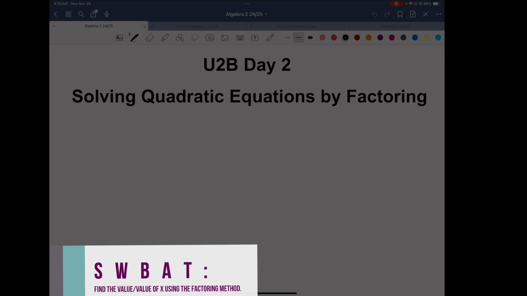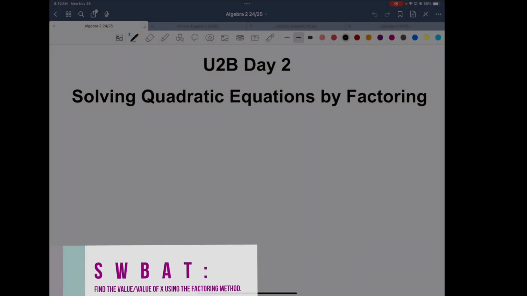Friday, we solved quadratic equations by the square root method. Today, we're going to work on solving equations by factoring. That's what it says, anyway. So we've been working on factoring for the last couple weeks.